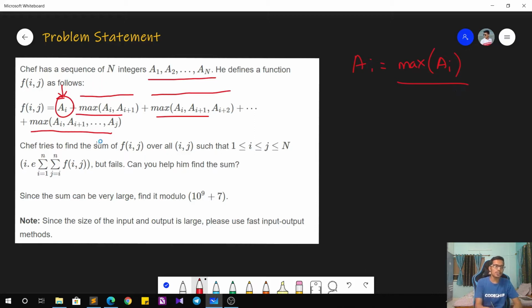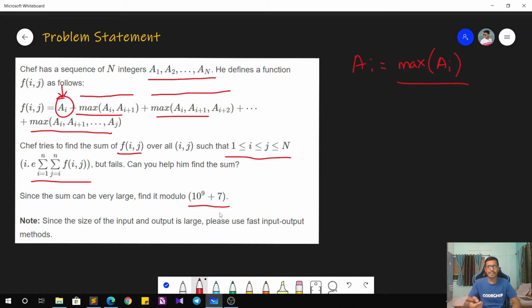Further, Chef tries to find the sum of f(i,j) over all ordered pairs (i,j) where j is greater than or equal to i. In mathematical terms, it can be written like this. So our task is to help Chef find this sum. Basically we have to find this quantity: the double summation from i equals 1 to N, j equals i to N of f(i,j). And since this number can be very large, we have to find it modulo 10 to the power 9 plus 7. So this is basically the task.